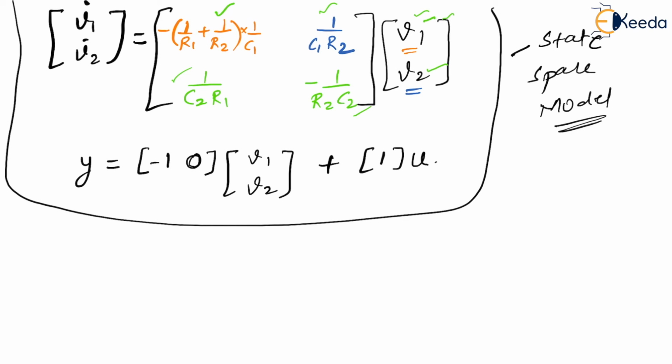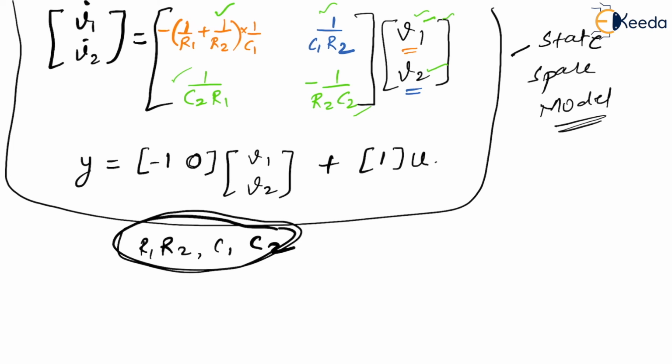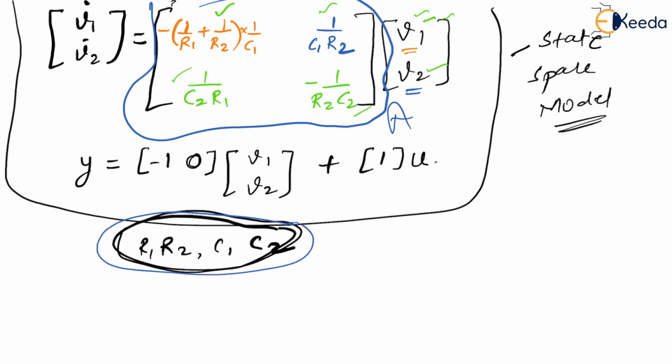Now what do we observe here? That is going to be very, very important. If you see, all these parameters, R1, R2, C1, C2, all these parameters which were there inside the circuit are shown in matrix A. This is matrix A. So in matrix A, all these system parameters are shown.